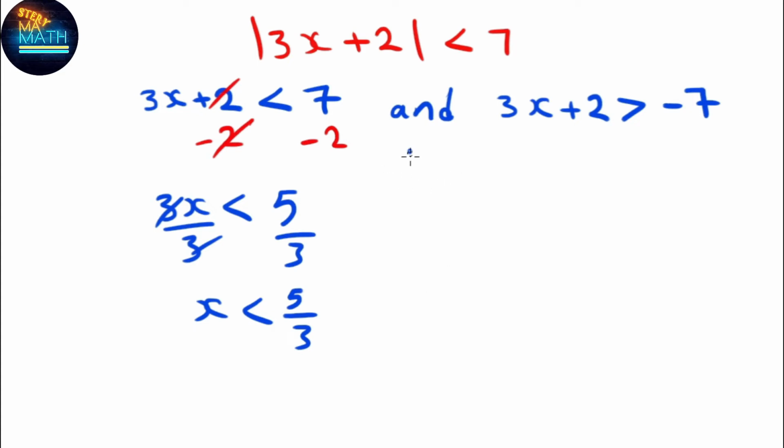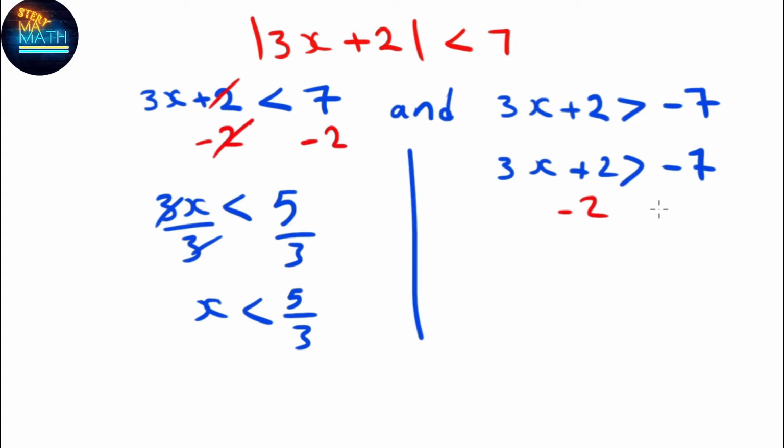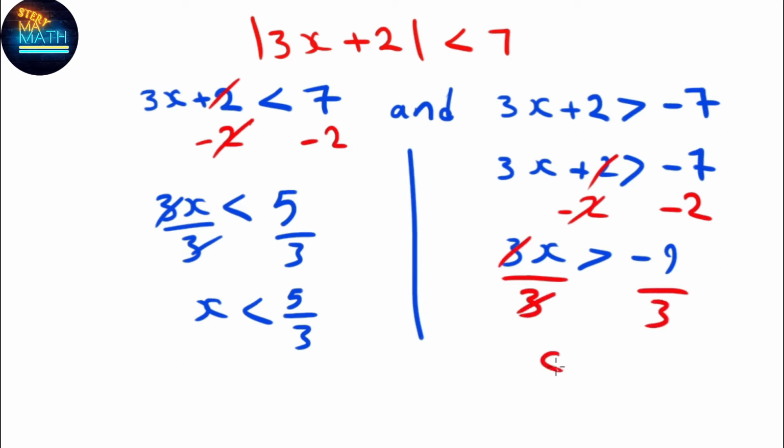And the second inequality will be 3x plus 2 is greater than negative 7, and I will subtract 2 from both sides. So here minus 2 and also here minus 2. Now 3x is greater than negative 7 minus 2, which is negative 9. So I will divide both sides by 3. So here divided by 3 and also here divided by 3. Now x is greater than negative 9 divided by 3, which is negative 3.